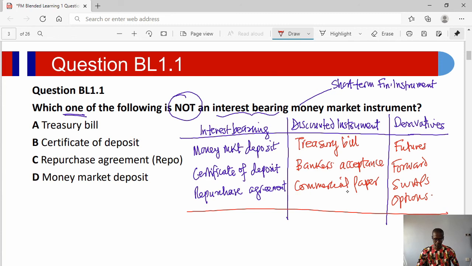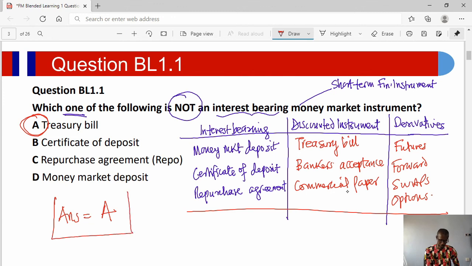So which one of the following is not an interest-bearing instrument? By the table that we have, obviously, the answer is A, which is treasury bill. It's a discounted instrument. It is not an interest-bearing instrument. That's fine. Now let's go on to question.